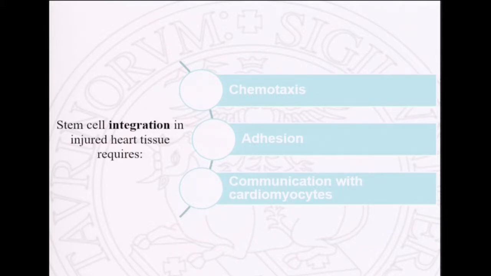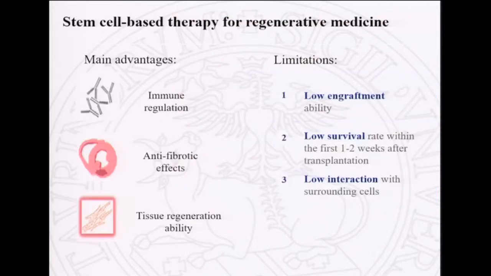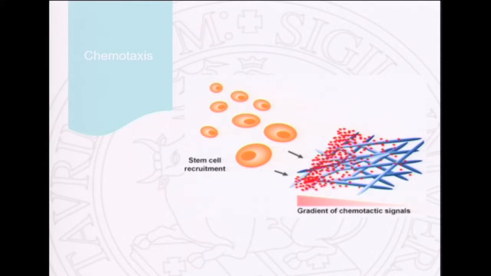For a stem cell to integrate in an injured heart tissue, many things are required, especially chemotaxis, in order for the stem cell to arrive at the injured tissue. Then the stem cell needs to adhere to the injured tissue and start communicating with the surrounding cells, in particular with cardiomyocytes. Different types of stem cells, including human mesenchymal stem cells, can have advantages for cardiac regenerative medicine, essentially due to their paracrine activity, but they still suffer from severe limitations: a very low engraftment ability, a very low survival rate at the site of injection, and a very low interaction capability with surrounding cells. So acting on these three problems will greatly improve our capacity to address this issue.